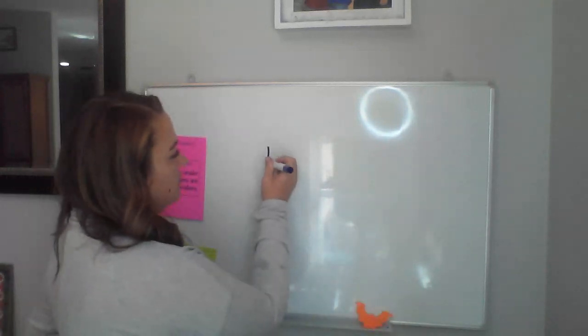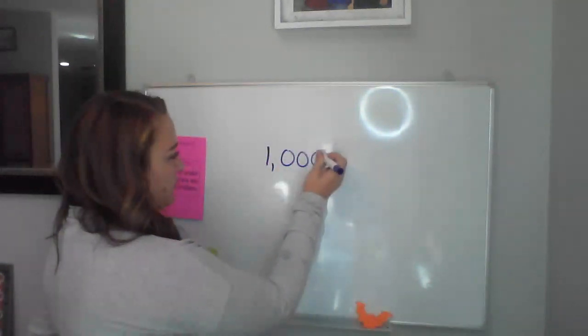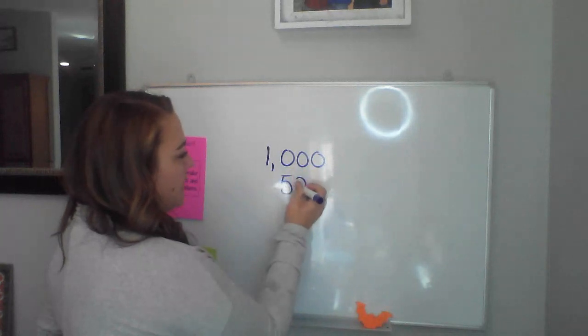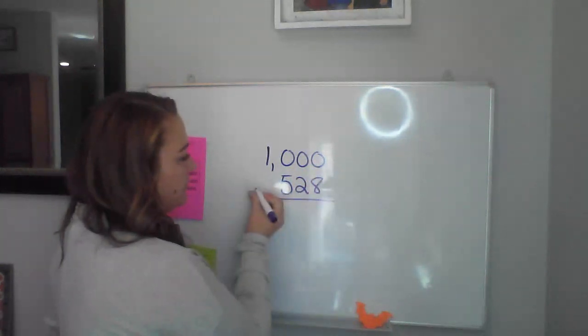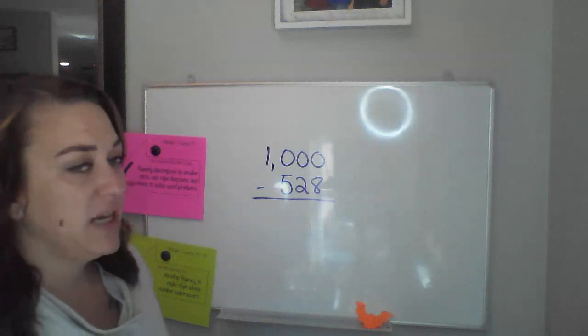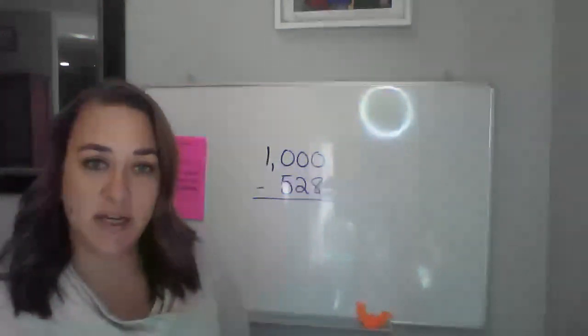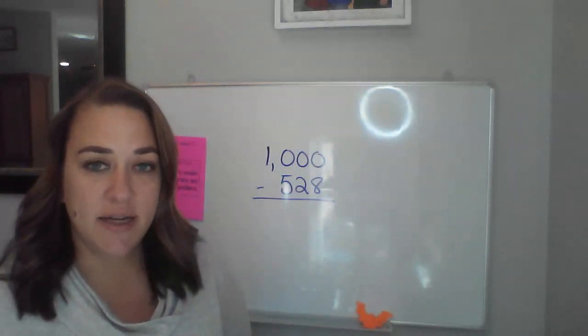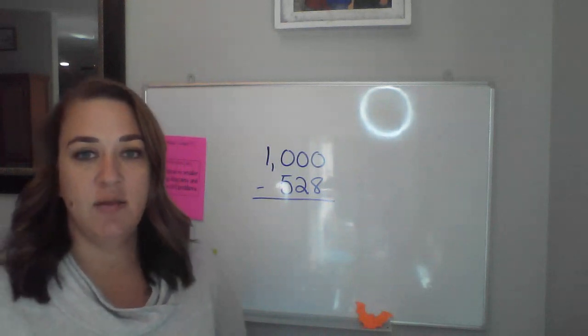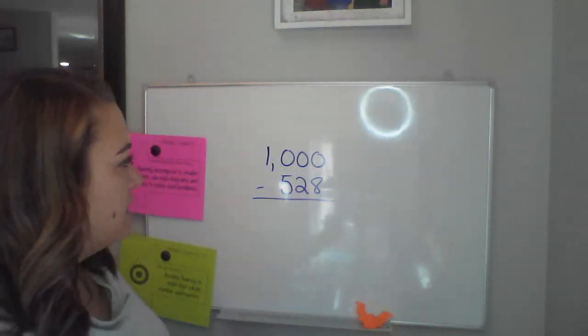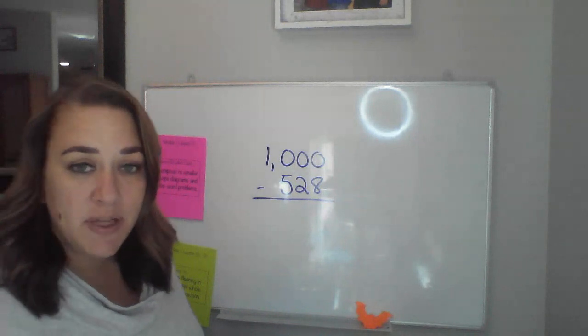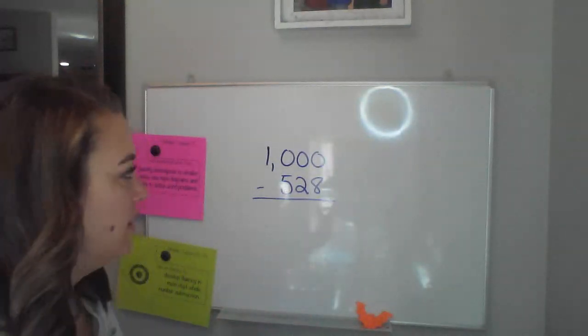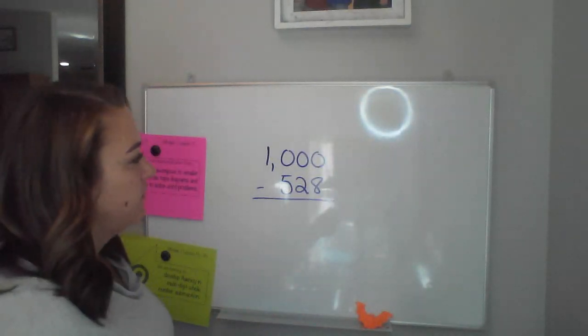So our first problem is 1,000 minus 528. So I mentioned in lesson 14, when we have a lot of zeros, that can be kind of tricky, right? Because if I have zeros, then I don't have enough to subtract. So we have to decompose and move some of those values down. In this case, we have to start all the way over at our thousands place and move it all the way to our ones, kind of like our last problem in lesson 14.